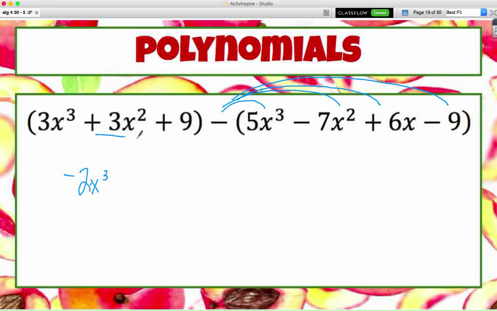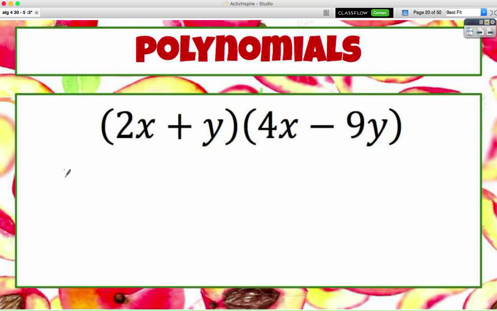And then we have 3x squared minus minus, that's going to make that plus. So 3x squared plus 7x squared gives us plus 10x squared. Then we have a negative distributed to this positive 6x. That's the only x to the first power. That's going to stay the same, negative 6x to the first power. And then we have 9 minus negative 9. So when I distribute this negative, that makes that plus as well. So 9 plus 9 will leave us with a plus 18 at the end. There's no other like terms. It's in standard form. That would be our final answer.